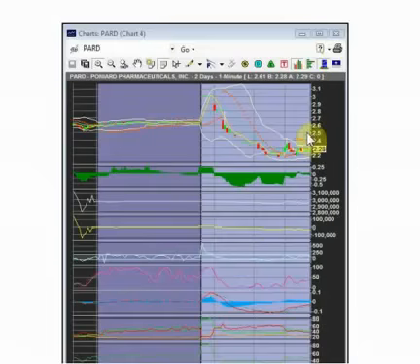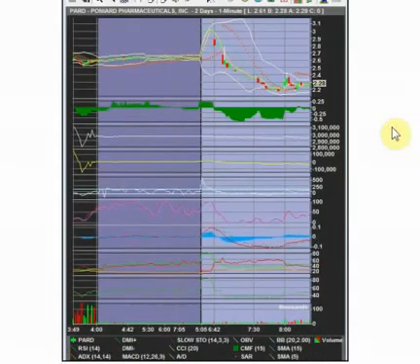Here's a chart of PARD in the pre-market session. This wasn't actually a report. He got some bad news and fell from $3 down to about $2.20.